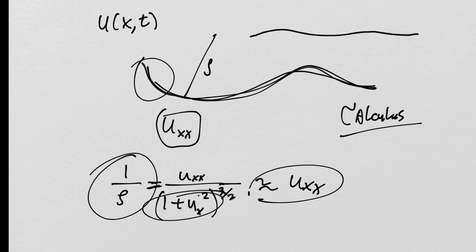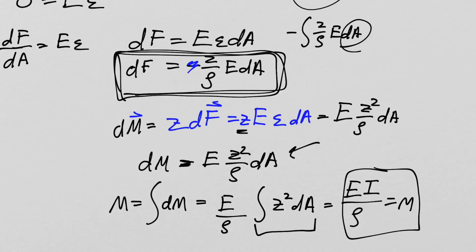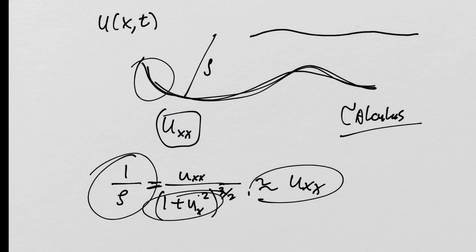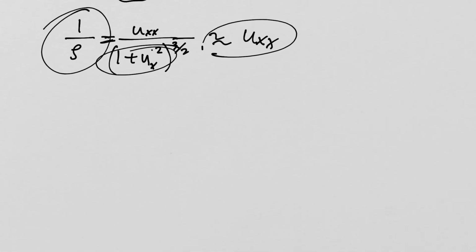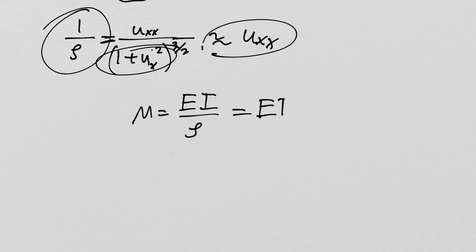So what does this mean for our moment equation? Well, our moment equation is EI over rho equals the moment. So if I write down the moment, it now equals EI times our function's second partial derivative with respect to x.